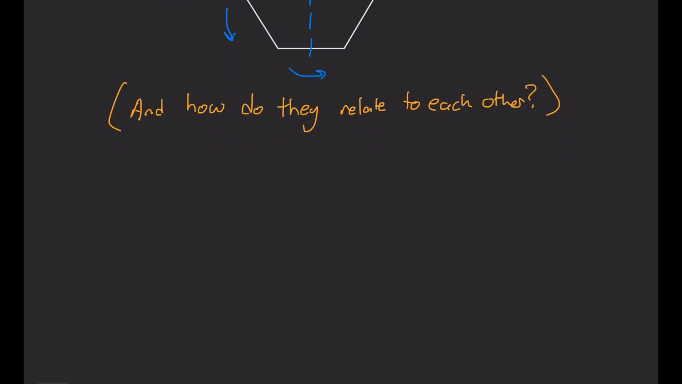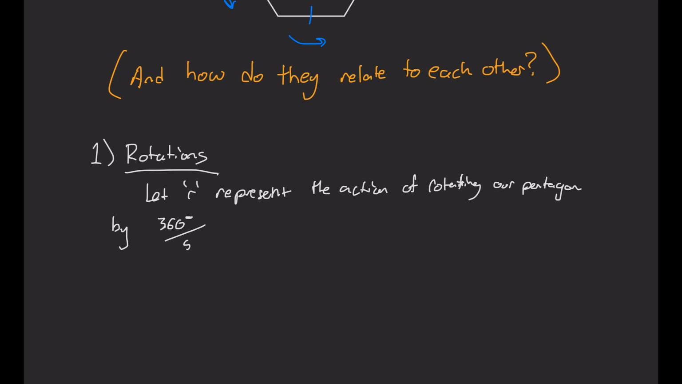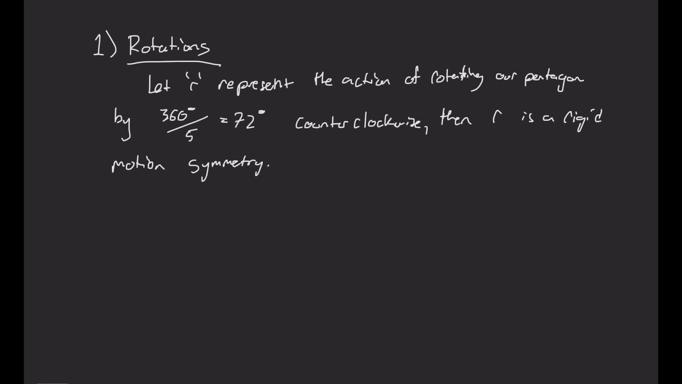The first thing that we can consider is rotations. So let's denote by R the rotation, or the action of rotation, counterclockwise of our pentagon by 360 degrees over 5, which is 72 degrees. And we want to visualize this, but R is a rigid motion symmetry by my definition.